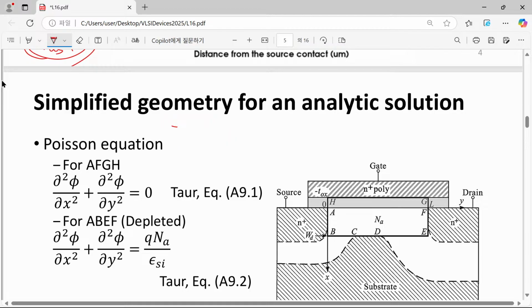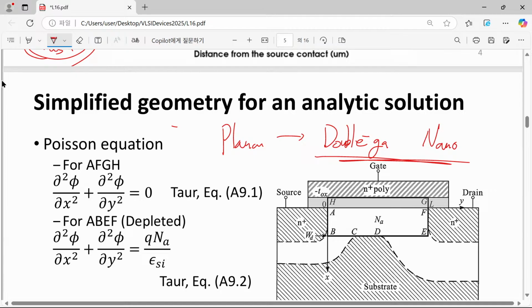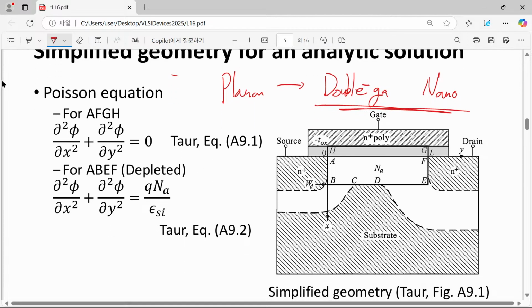Okay, so I will just show you the planar MOSFET case, but our eventual goal should be, for example, double gate or even nowadays nanosheet. In today's lecture we will not consider this one, but please keep in mind that our current technology is somewhere around here. So first of all, we have to understand what is the governing equation of this problem.